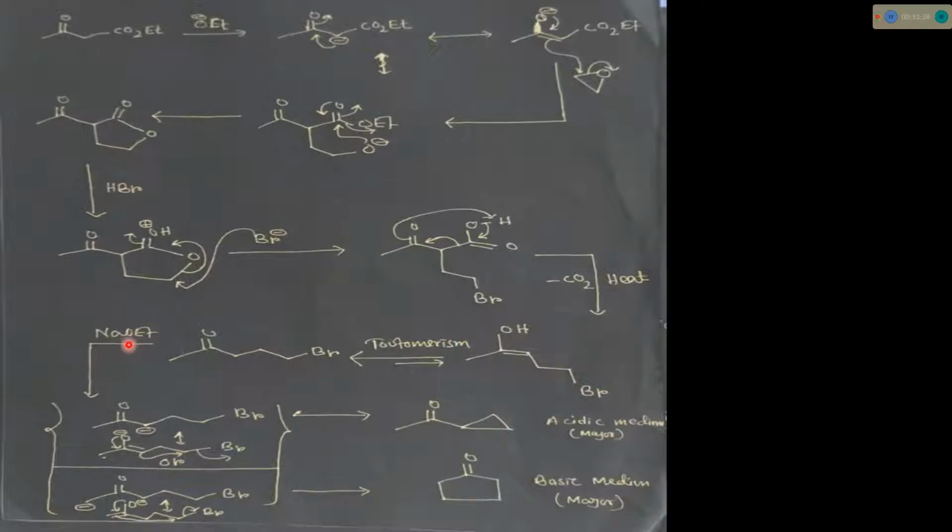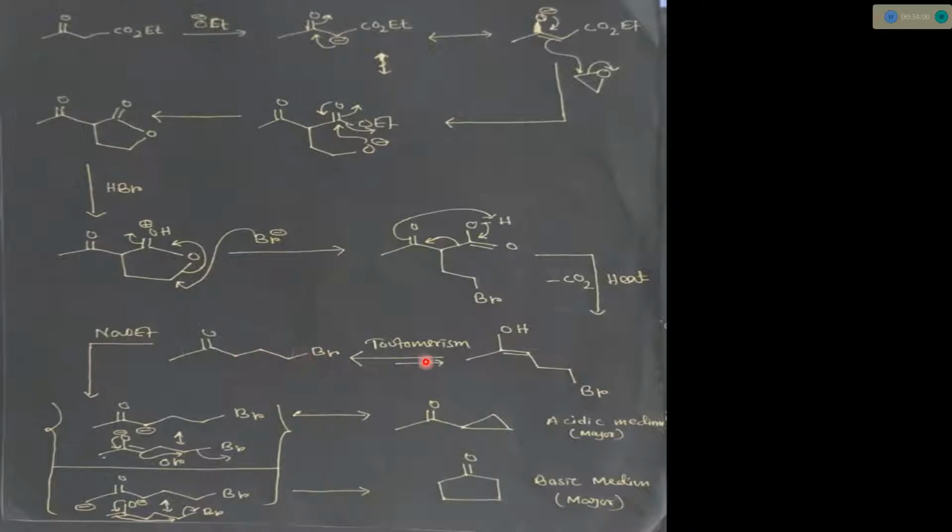Now see, if in the last step we are using base, that's why the more stable carbanion is formed, the primary one. It will attack this bromine-containing carbon to form a cyclopentanone. Now if we use an acid, if we treat this molecule with the acid, then what will happen?